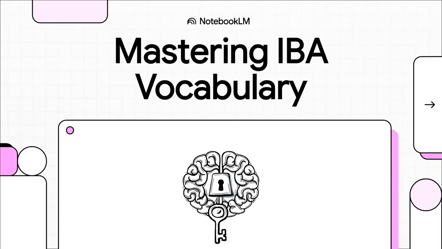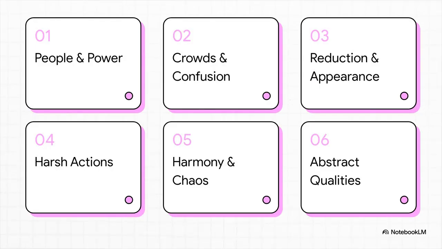Welcome. In this explainer, we're going to tackle 25 new vocabulary words that you'll definitely need for your IBA admission test. Our goal here is to make these words really stick in your memory, so we'll break them down into simple, super clear ideas. So here's our game plan. We've organized the words into 6 different themes. Trust me, this helps a ton because you'll see how they connect, which makes them way easier to remember.